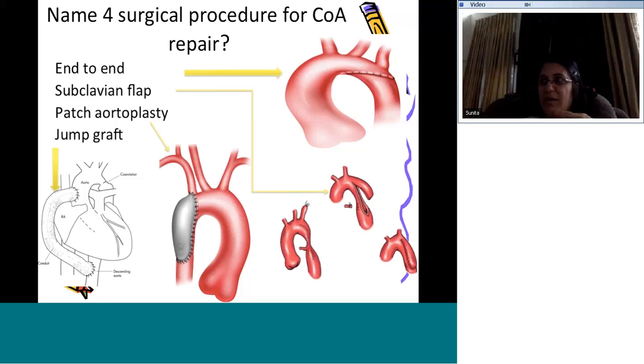Any questions on this? Do you mind putting this light on? It's dark.